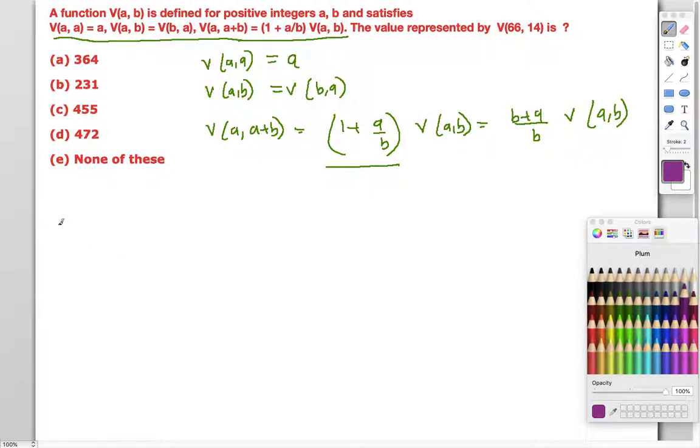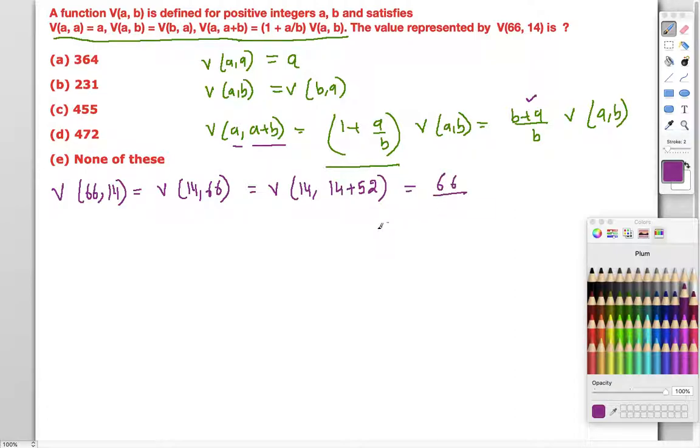Okay, so in this case, I need to find V(66, 14). I can say this is V(14, 66) also. And 66 is nothing but 14 plus 52. So now this is in the form of V(14, 14 + 52), so it is equal to (a + b)/b, that is, a + b is 66 and the value of b is 52. So 66 by 52 into V(14, 52).